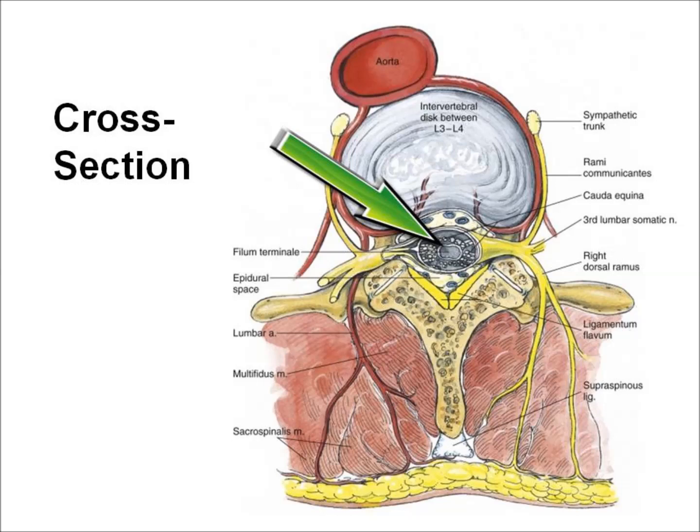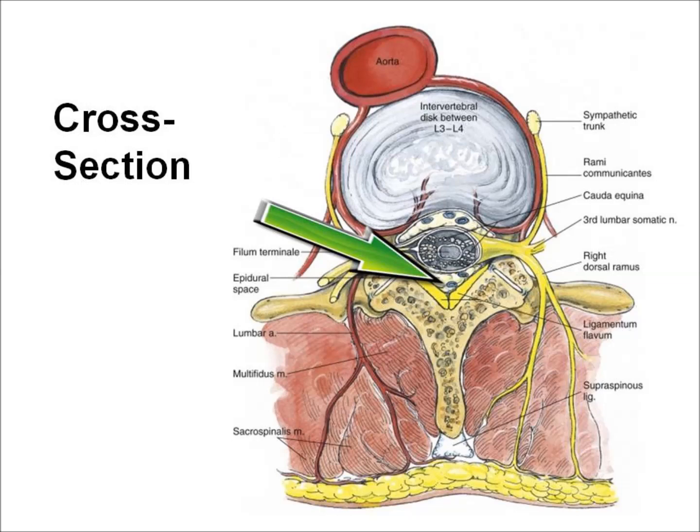Feel free to pause the video at this point or to refer to the actual PowerPoint presentation if you would like to read all the other labels. The green arrow is pointing to the epidural space. There are both blood vessels and epidural fat in this space.